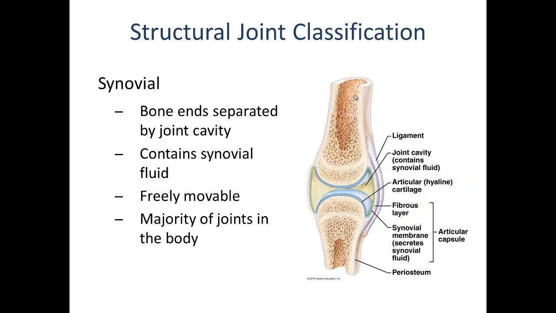And the last joint classification is synovial. So you can see here that the bone ends are separated by a joint cavity. So here we have the articular surfaces or the bone ends. And we have a joint cavity that surrounds the joint that's filled with synovial fluid. So it serves to decrease the friction between the two articular surfaces to help decrease wear. These joints are freely movable and are found in the majority of the joints in the body, especially the axial skeleton.